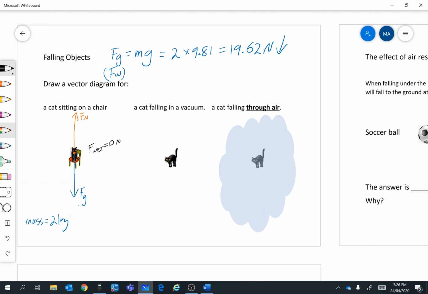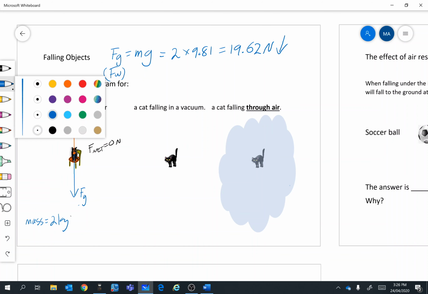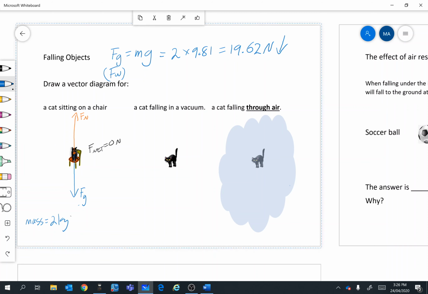So in the next picture we have a cat falling through a vacuum. There's nothing for the cat to rest on. So in this case, the only force that is acting is the force due to gravity, 19.62 newtons downwards.